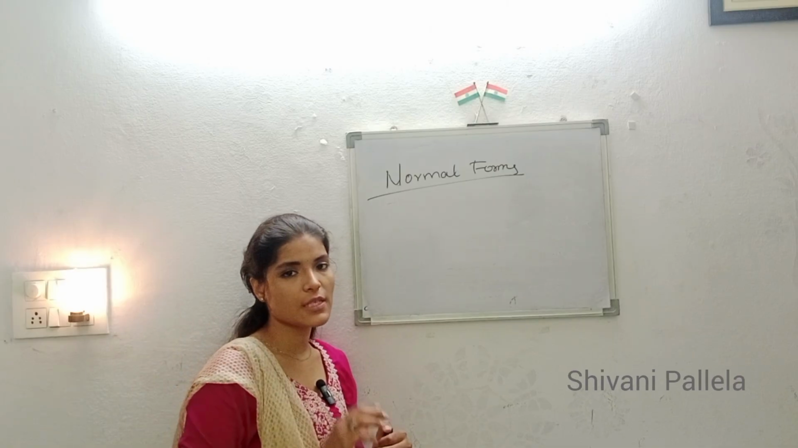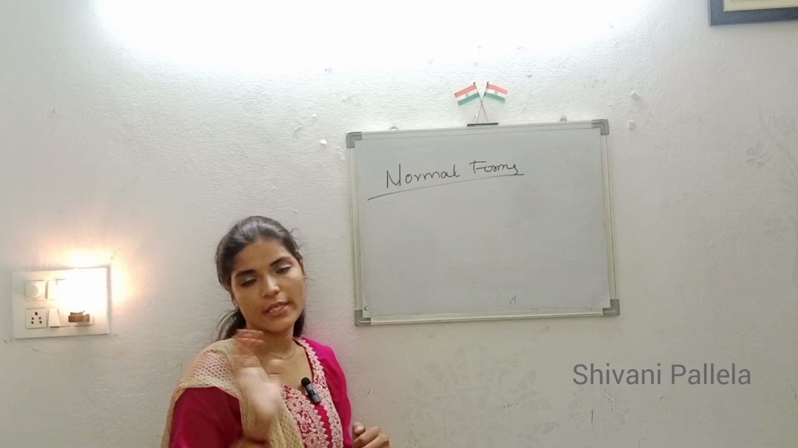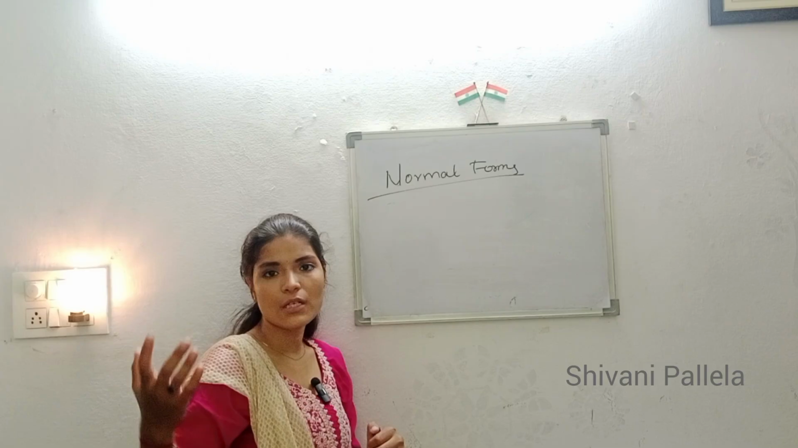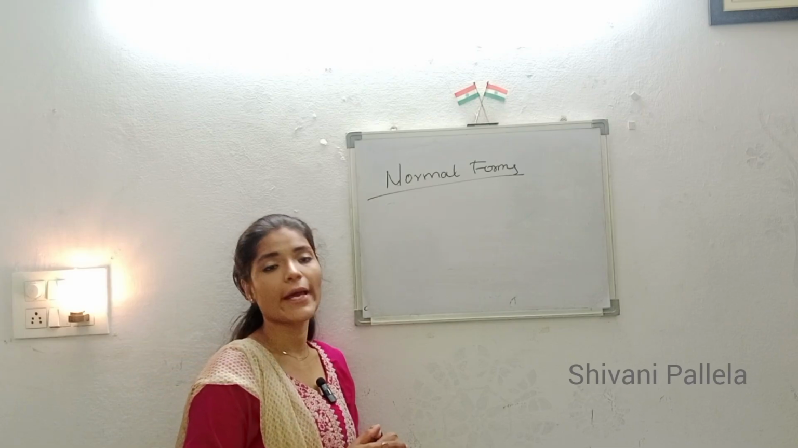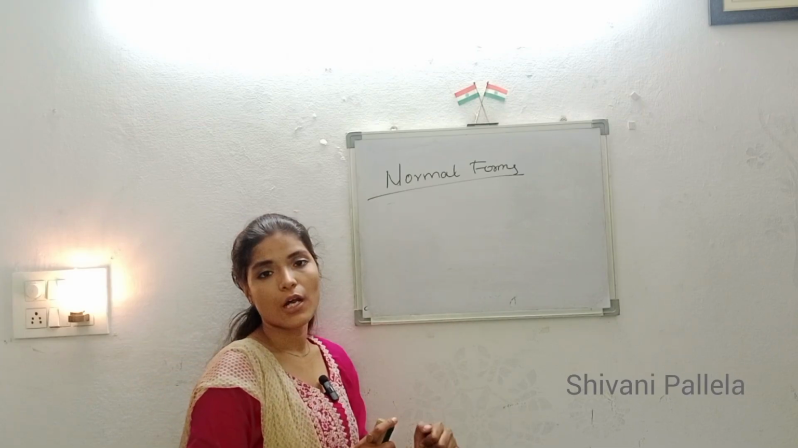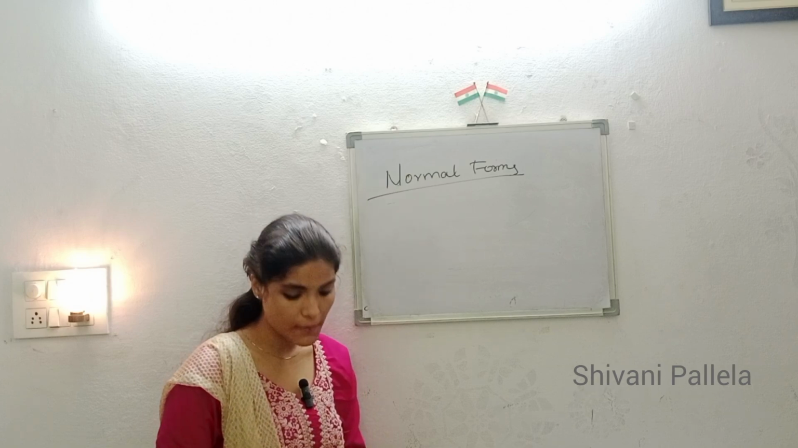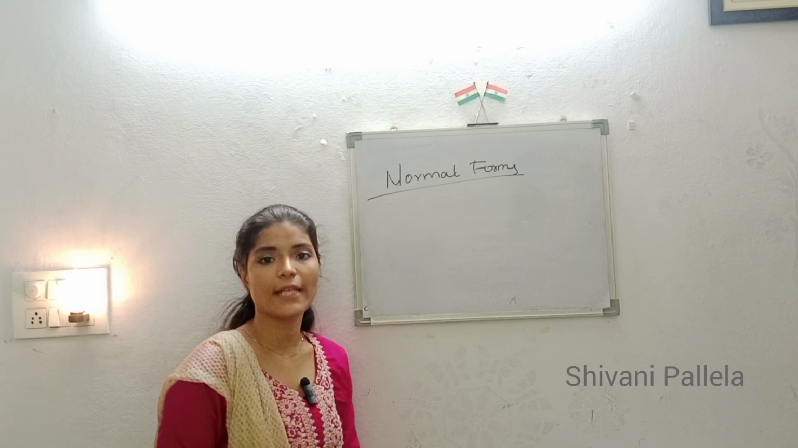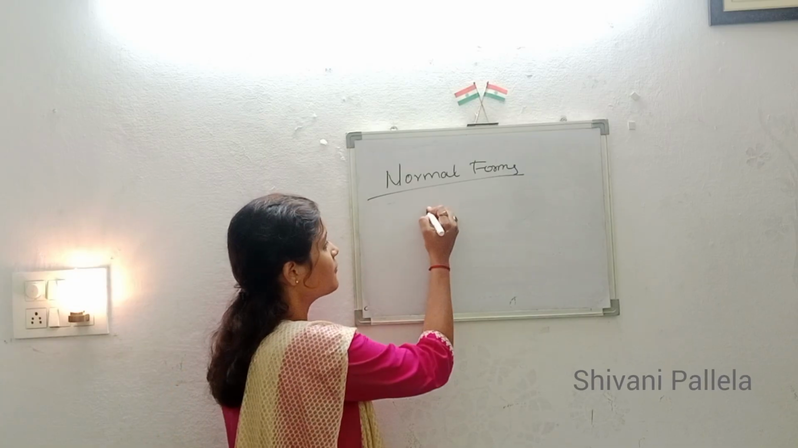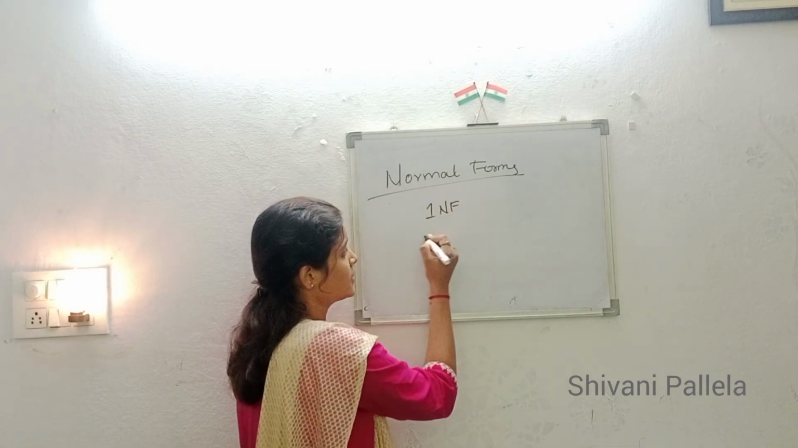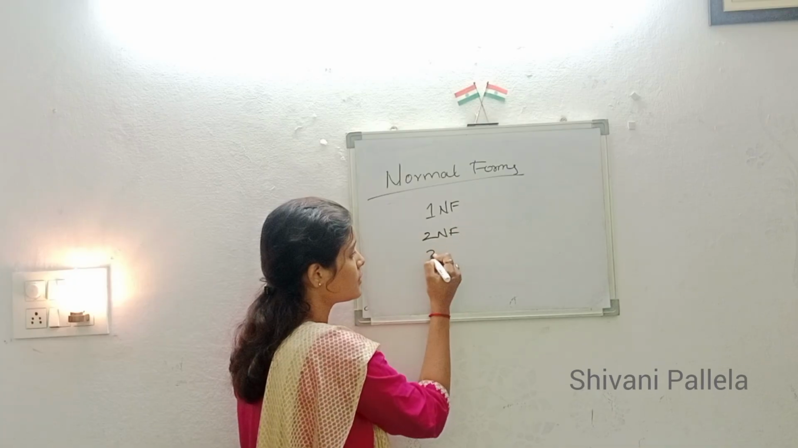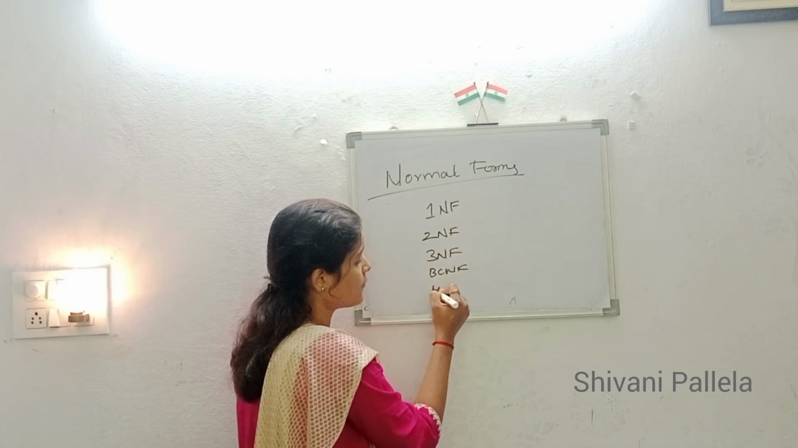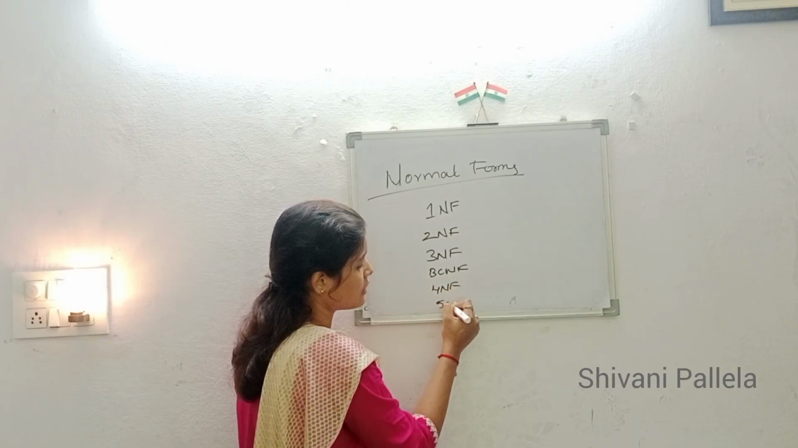If we use 1NF, we will reduce the data redundancy. If we use second normal form, we will reduce the insertion anomaly. Like that, there are certain norms which are used for the reduction of errors in a table. In normal forms, we have 1NF, 2NF, 3NF, BCNF, fourth normal form and fifth normal form.